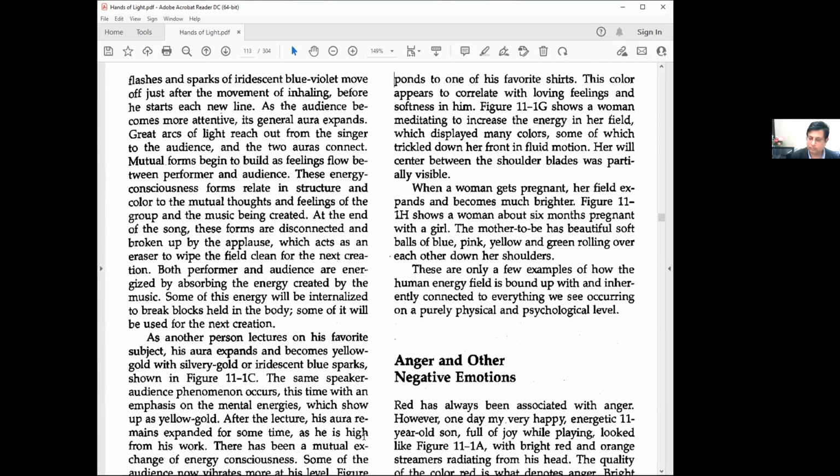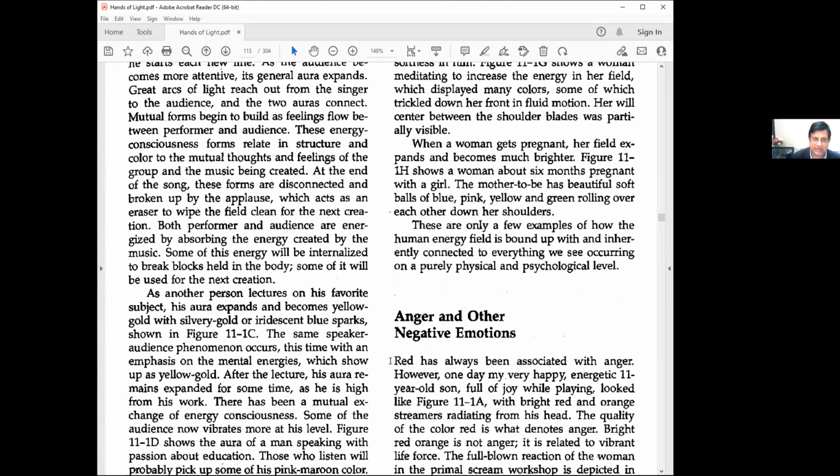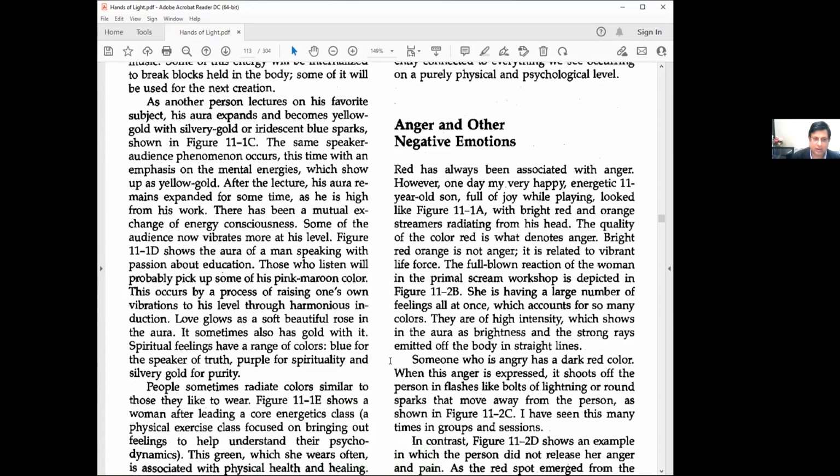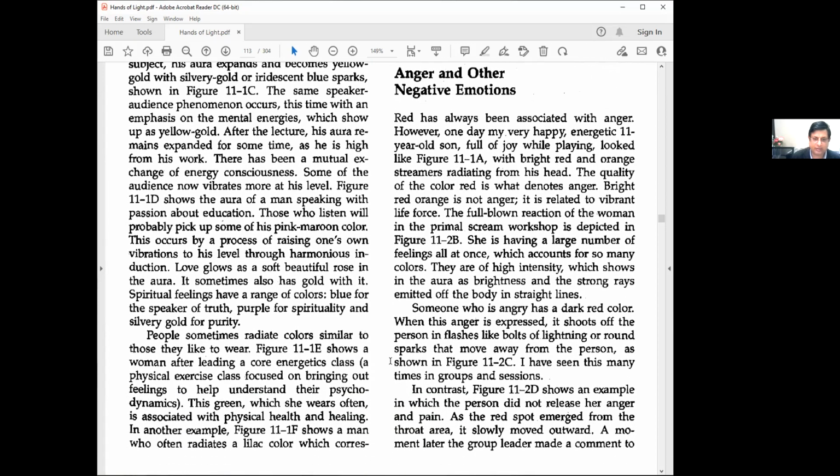These are only a few examples of how the human energy field is bound up with and inherently connected to everything we see occurring on a purely physical and psychological level. So everything that we see, everything that we hear, okay, is there.